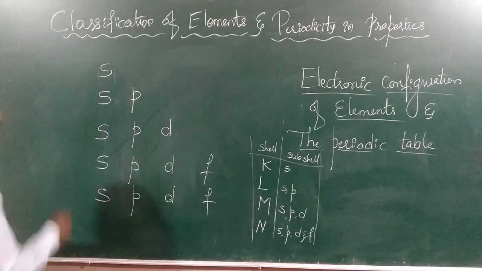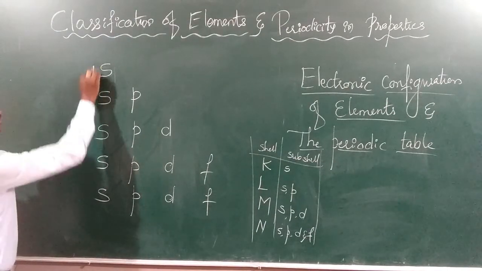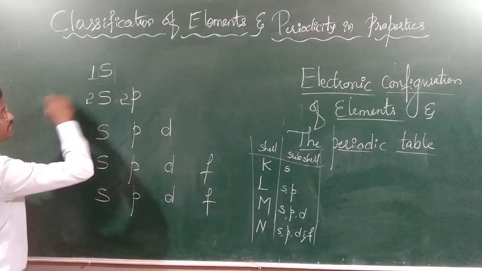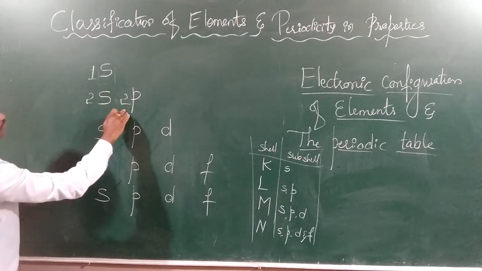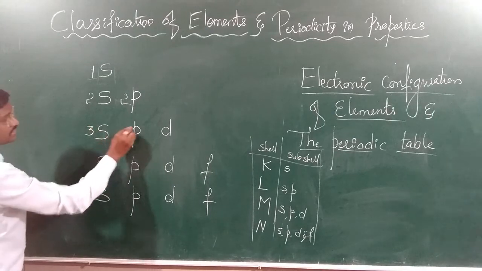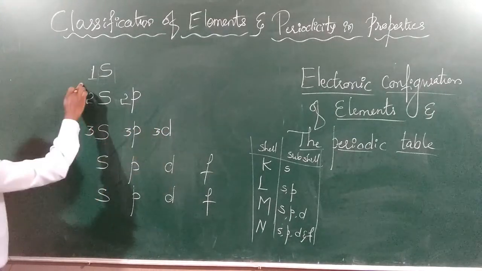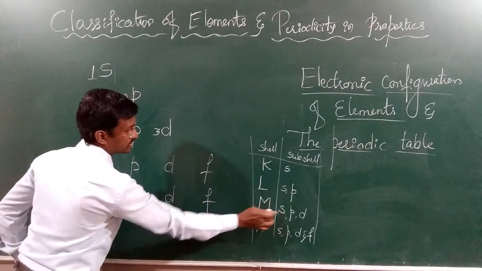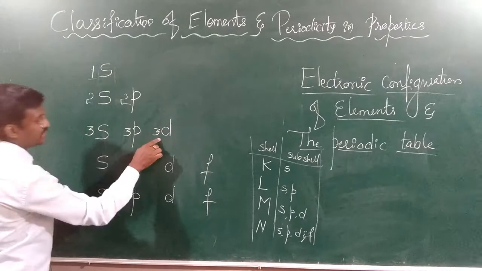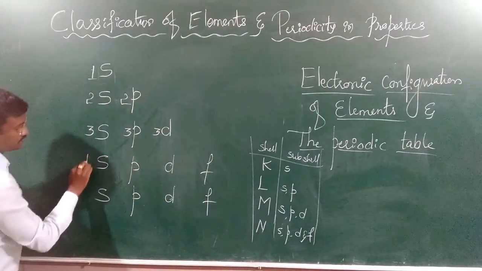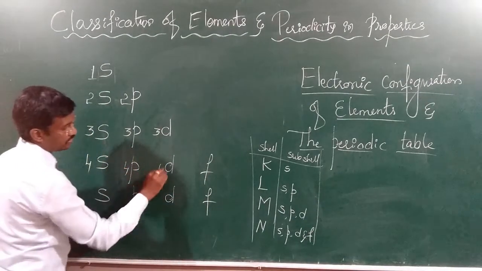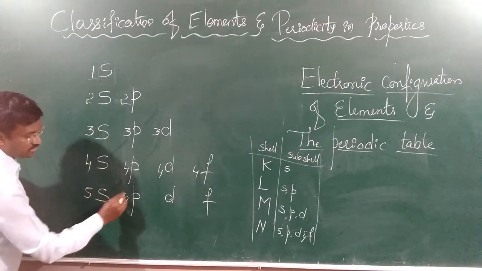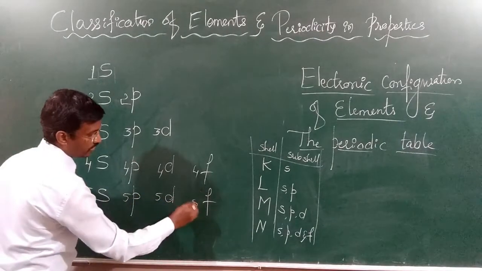So here, this is 1S, this is 2S and 2P. We are moving period-wise: 1S, 2S, 2P, this is 3S, 3P, 3D. The first shell contains 1S, the second shell contains 2S, 2P. The third shell contains 3S, 3P, 3D. The fourth shell contains 4S, 4P, 4D and 4F. Continuing similarly, it is 5S, 5P, 5D and 5F.